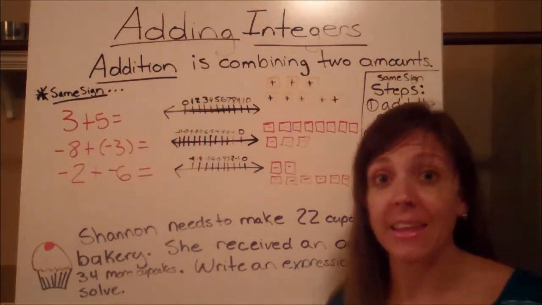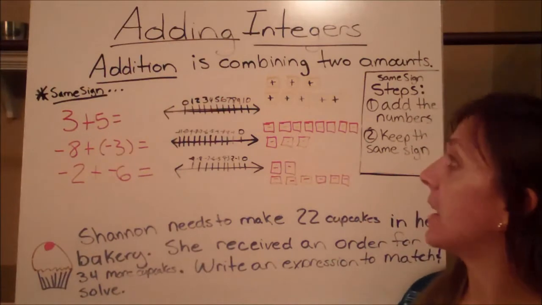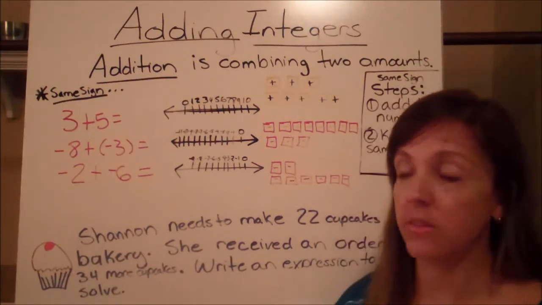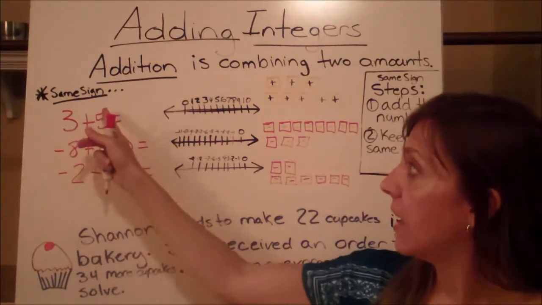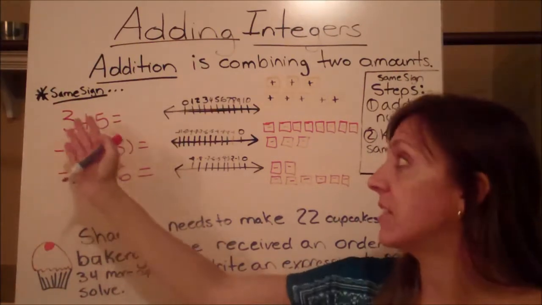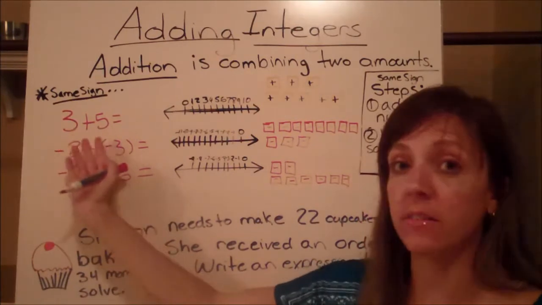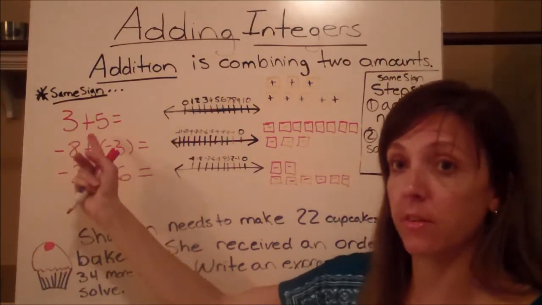Today we're going to be adding integers. Addition is combining two amounts. Here's some numbers that we're going to be adding that have the same sign. They're all positive. These two are positive numbers, positive 3 plus positive 5.